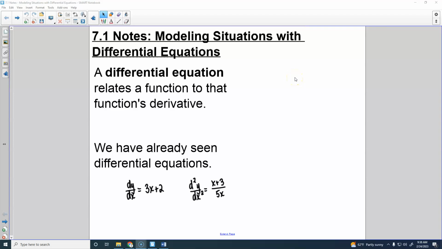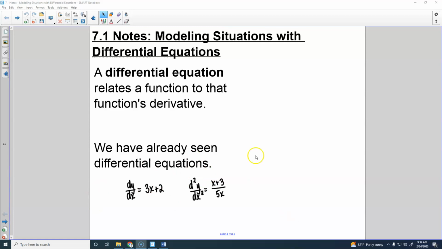A differential equation relates a function to that function's derivative. So you have already seen differential equations, and that is whenever we have written derivatives with this notation, dy dx. Okay, so that is a differential equation. It is saying that your derivative is equal to something here. So both of these would be considered differential equations. They are super simple differential equations because they're just in one variable there.